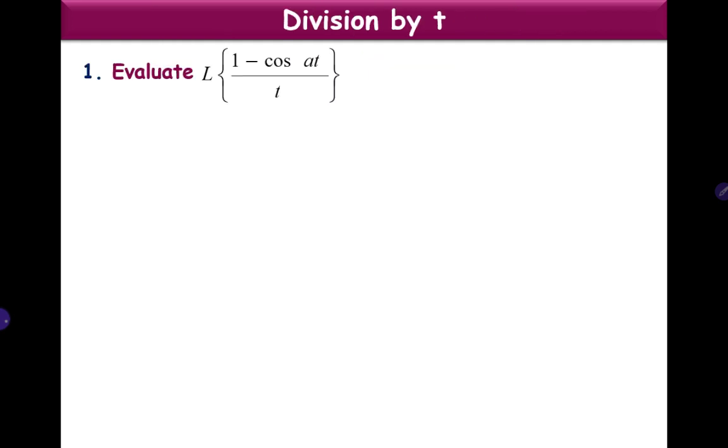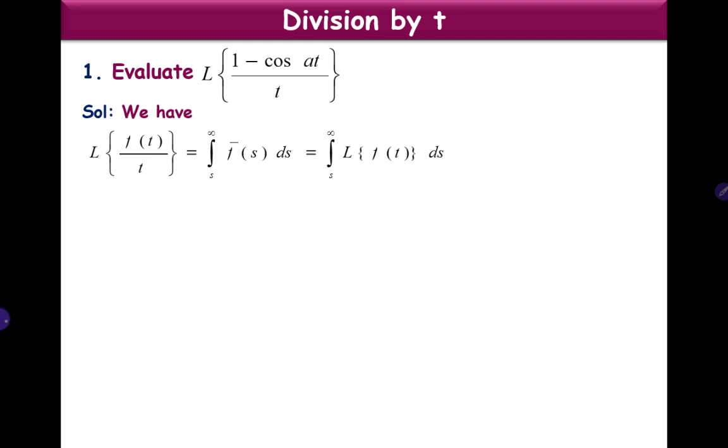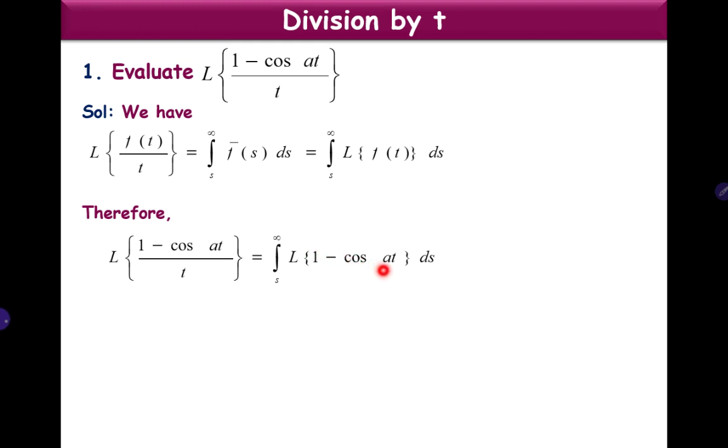Evaluate the Laplace transform of 1 minus cos at by t. So we use the property L of f of t by t, which is equal to the integral from s to infinity of L of f of t ds. In place of f of t, here we have 1 minus cos at. So if we write f of t equals 1 minus cos at, then we get the Laplace transform of 1 minus cos at by t is equal to the integral from s to infinity of L of 1 minus cos at ds. L of 1 minus cos at can be written as L of 1 minus L of cos at.